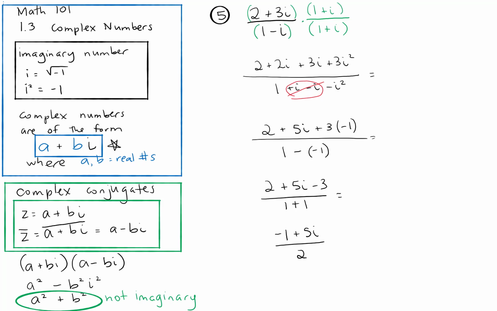Now this is technically not in the right format because we still want it to be in the format a plus bi. We want to be able to easily identify those portions. So my a is negative 1/2. Then I get plus, my b is 5/2, and then I get i. And this is a better formatting of my answer because this is a complex number.